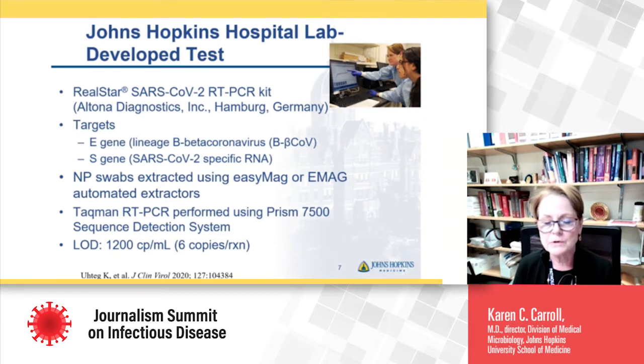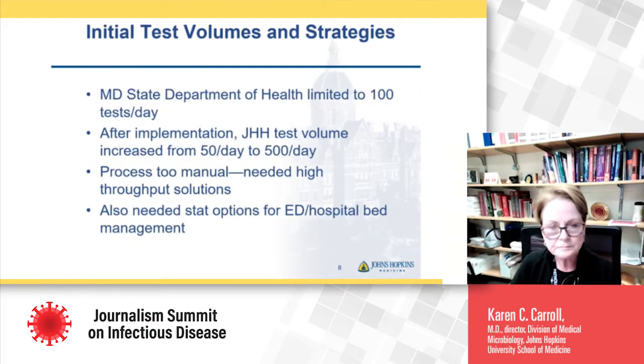The specimen type was a nasopharyngeal swab, and we extracted the nucleic acid using the EasyMag or eMag automated extractors. And then the actual PCR instrument that we implemented was the Prism 7500. This initial test turned out to be quite sensitive. The limit of detection was 1,200 copies per mil of the genome, or 6 copies per reaction. And if you would like to know more about this, you can read the paper from Johns Hopkins in Journal of Clinical Virology.